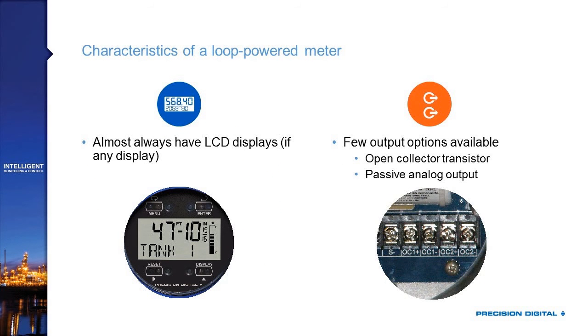With an understanding of the basic principle then of a loop-powered meter, what do they look like? What do they do? Some of these things obviously only apply to meters. Some of these will apply to loop-powered devices in general.